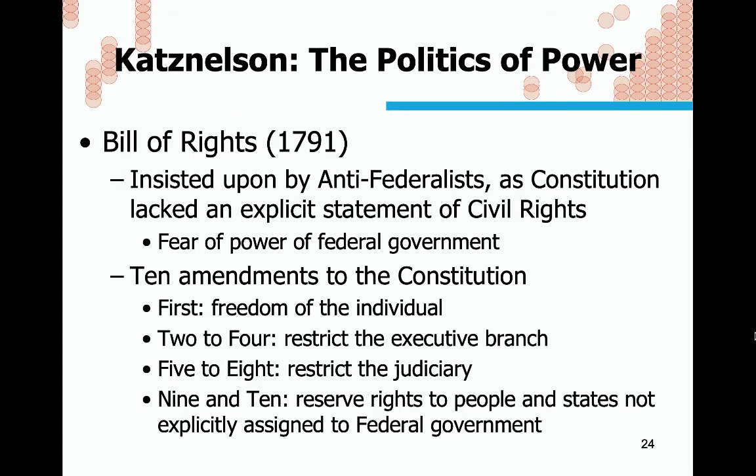But getting back to Katznelson, the Bill of Rights came about shortly after the Constitution entered into force, a little over a decade after, as the tension between the Anti-Federalists and the Federalists continued. The Anti-Federalists were worried about the power of the federal government and insisted that there be a statement of civil rights added to the Constitution, and that's the Bill of Rights, right? These 10 amendments have to do with freedom of the individual. The First Amendment: the right to freedom of speech, of religion, of association.